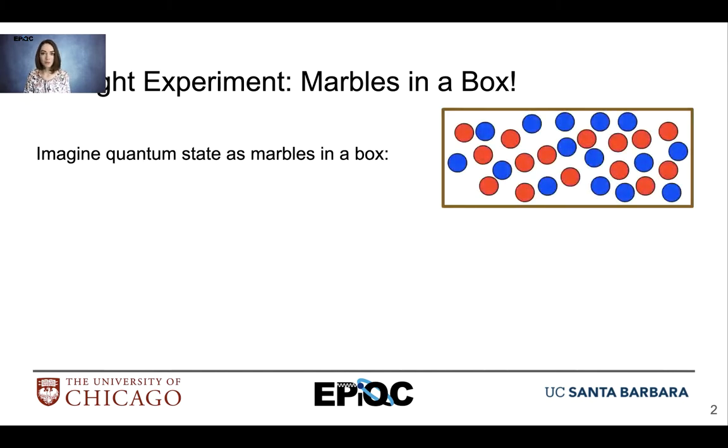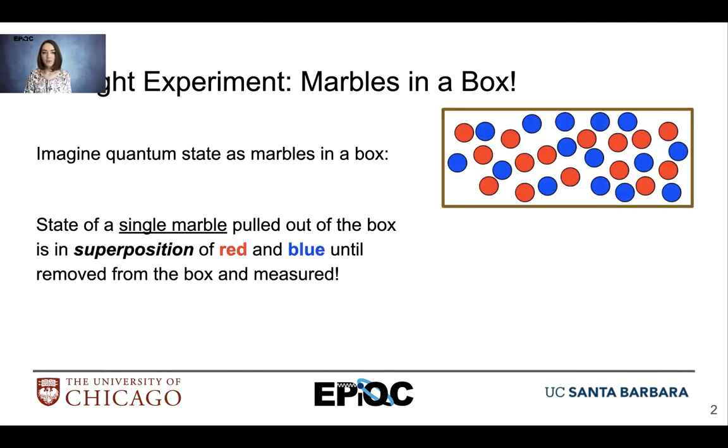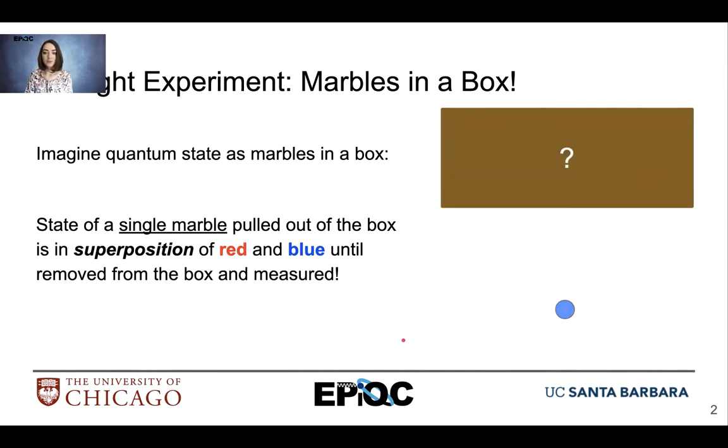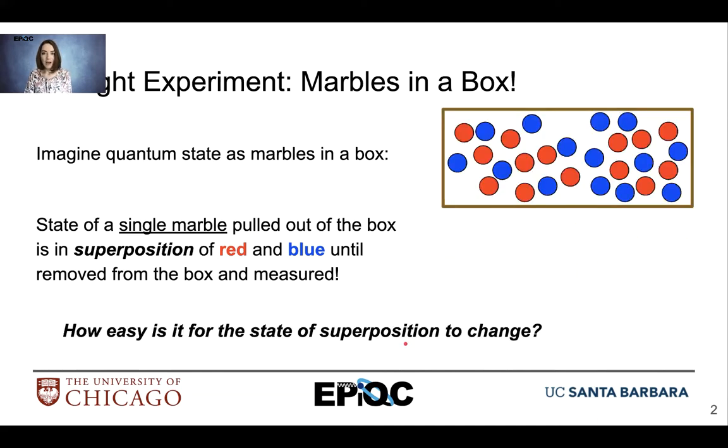So we have some red marbles, some blue marbles, and we're going to have a state of a marble be such that when it's pulled out of the box, we don't know if it's going to be red or blue until we look at it or measure it. So we can say that marble is in superposition of being either red or blue. Until we observe or measure these marbles, we don't know if we're going to get a red marble or a blue marble. So how easy is it for that system to change?